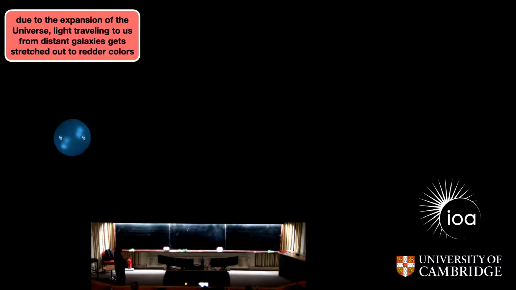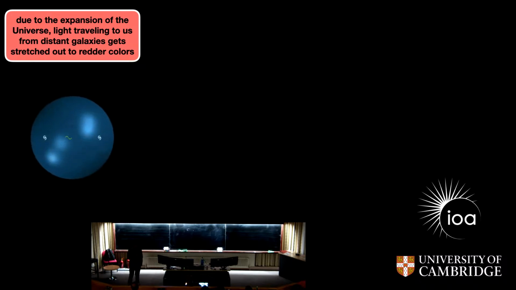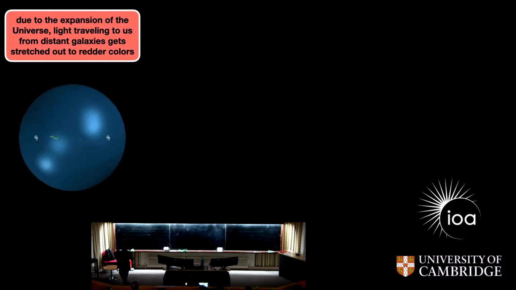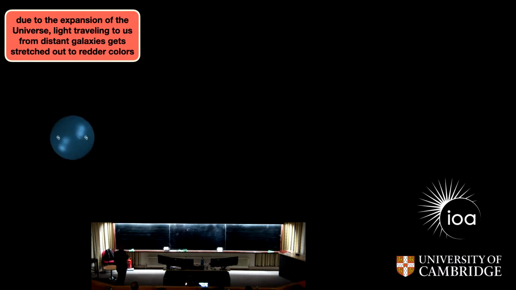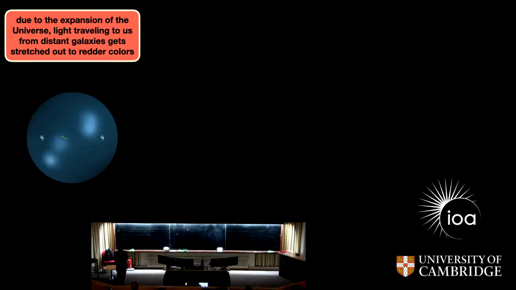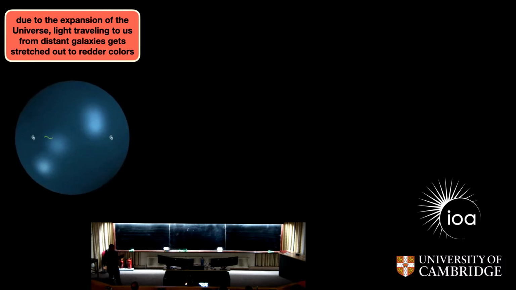So one of the interesting things about using telescopes as time machines is if we're looking at light from the early universe, we know that the universe is expanding. And so as that light is traveling to us in an expanding universe, it gets stretched out. And when it gets stretched out, it becomes redder. It has a redder color, right?